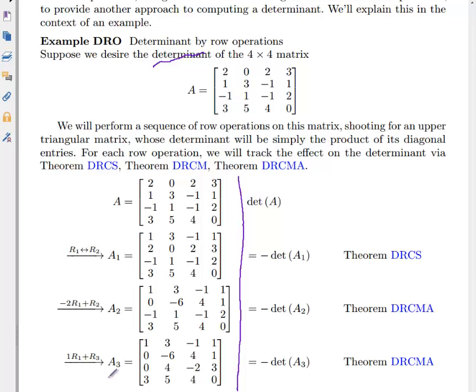Okay? All right, now, here we perform this row operation where you take minus 2 times row 1 plus row 2. According to what we've seen already, this type of row operation does not change the determinant. Okay? So the determinant of this A2 is equal to the determinant of A1. So that means that the determinant of A is still minus determinant of A2. Okay? This row operation also does not change the determinant. So since the determinant of A3 is equal to the determinant of A2, the determinant of A is still minus the determinant of this matrix.